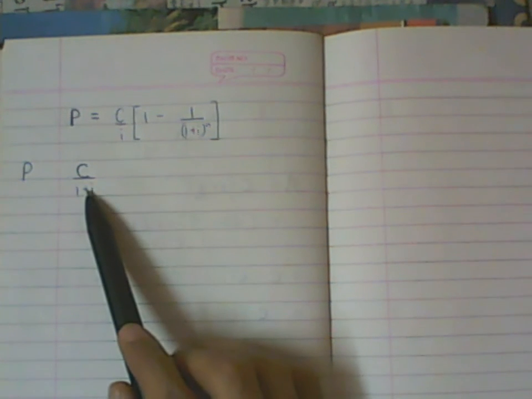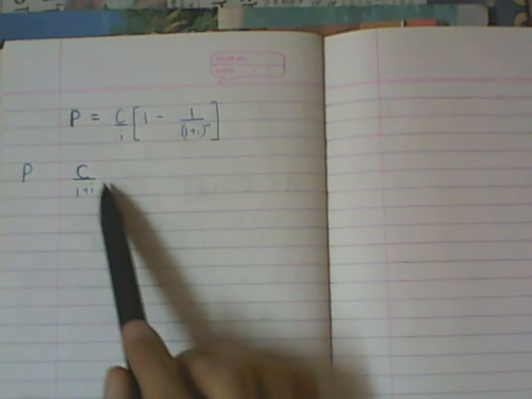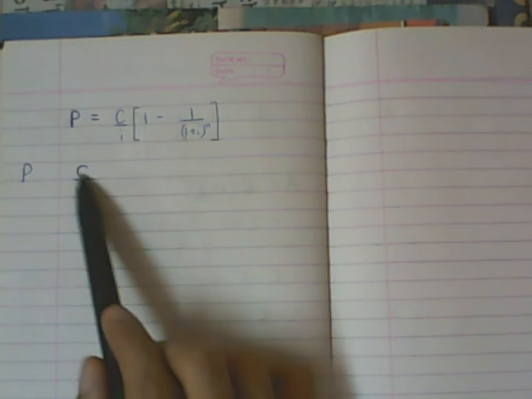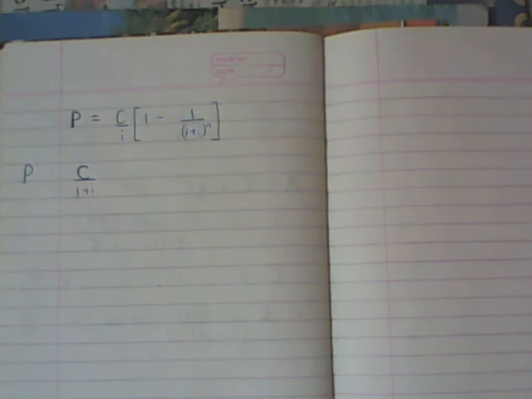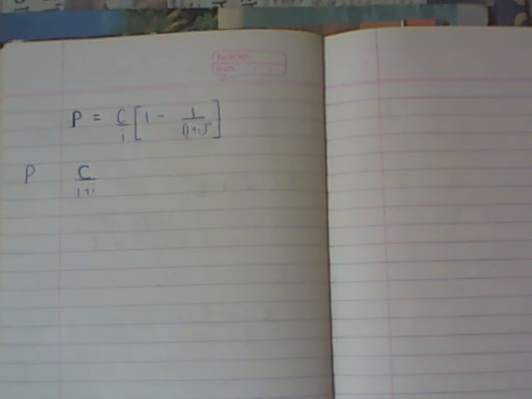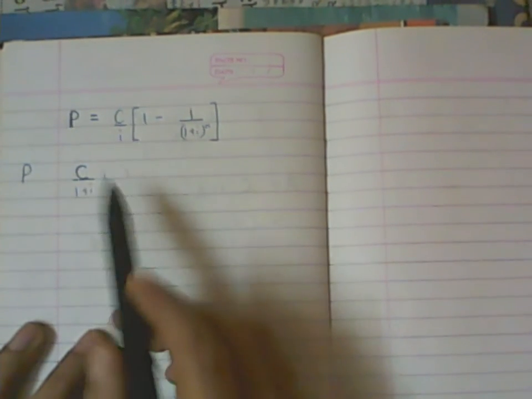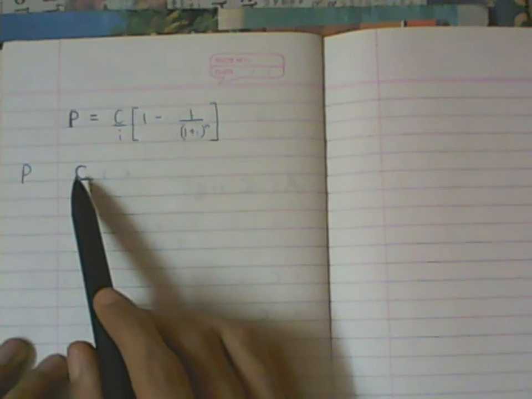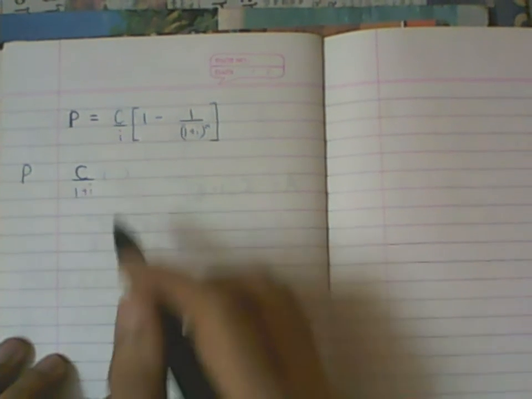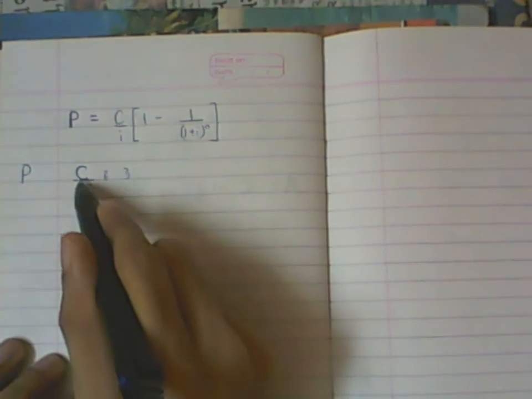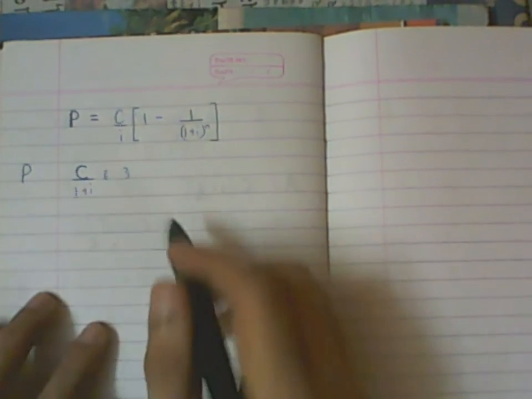You can think of it this way: if I were to multiply this by 1 plus I, I would get C, right? Because multiplying by 1 plus I is like calculating the amount after interest over 1 year. So if I multiply this with 1 plus I, it would become C, and that is actually what I invest at the end of the year. So this is my present value of the first installment that I make.